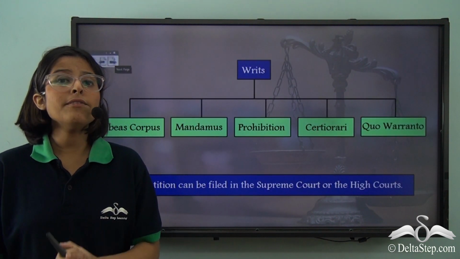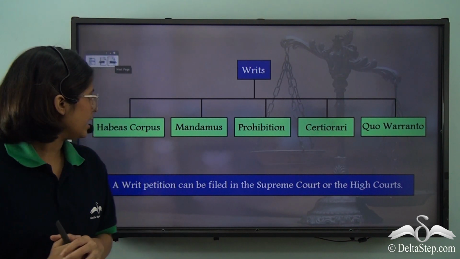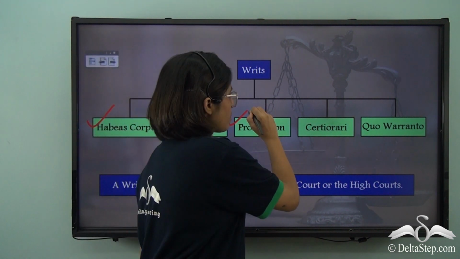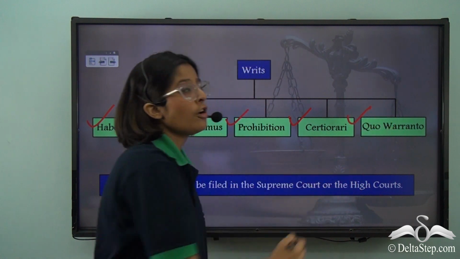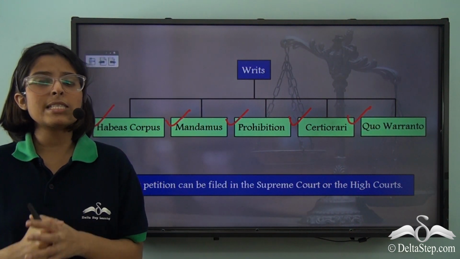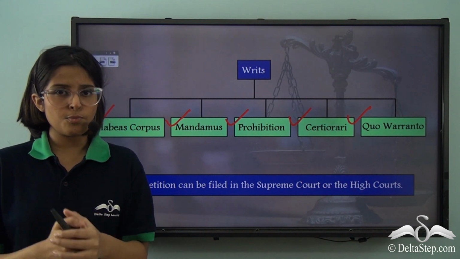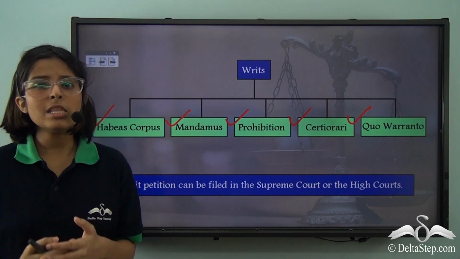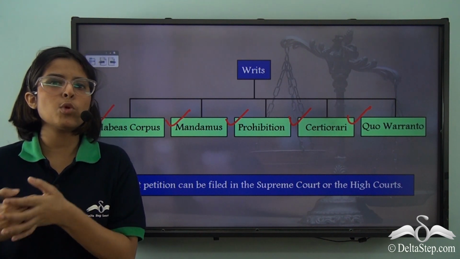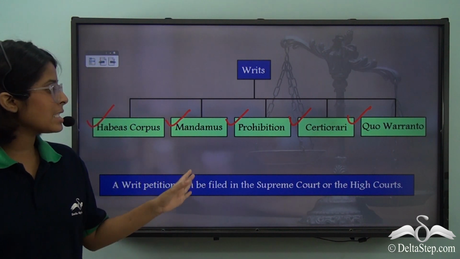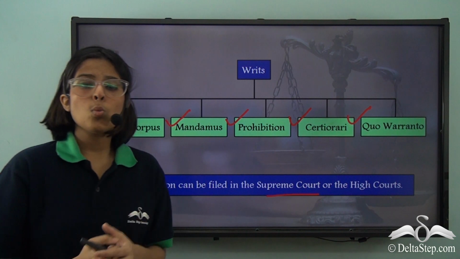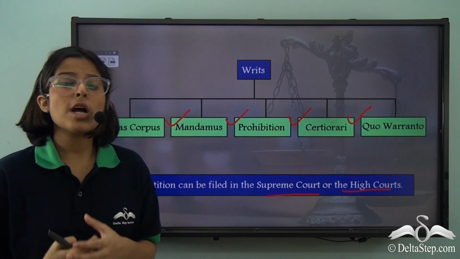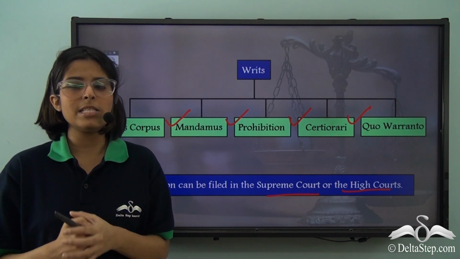So, in India, we have five types of writs. What are they? The writ of habeas corpus, the writ of mandamus, the writ of prohibition, writ of certiorari, and writ of quo warranto. These writs can be issued by both the Supreme Court as well as the different high courts. So, a writ petition, that is a petition that we make to the Supreme Court or the high courts to issue a writ, is filed either in the Supreme Court, which is the apex court of the Indian judiciary, or the high courts, which are the apex of the judiciary at the state levels in India.